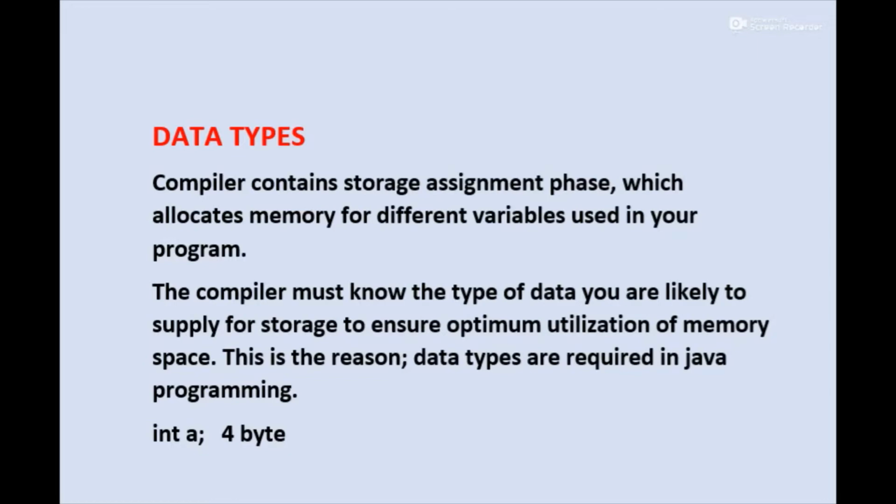This variable a can hold a whole number, negative or positive, of 4 bytes. As well, the compiler can allocate the memory space for the variables according to the data types of the variables, and the programmer can use the appropriate data type according to the data taken in the program. So that is the purpose of data types. Data types are used for optimum utilization of memory space.